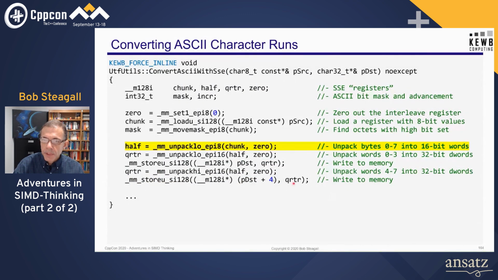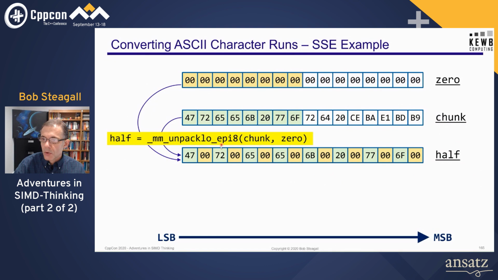Then there are these instructions called unpack low and high to unpack 8 bytes, or 8 bits, into 16. I'm taking the lower 8 bytes of my chunk register, unpacking and interleaving it with values from the zero register. I call this half because I'm halfway there. So I've effectively zero padded each of these ASCII bytes, and they are now 16 bits wide, or 2 bytes.